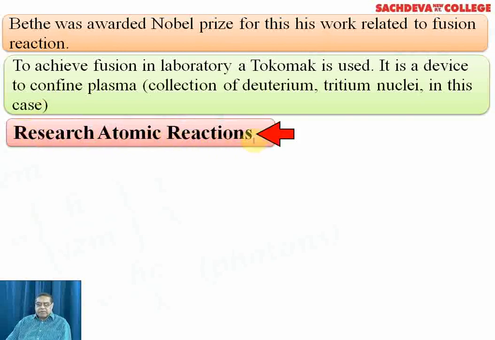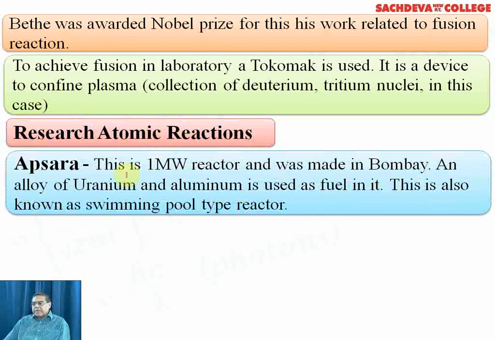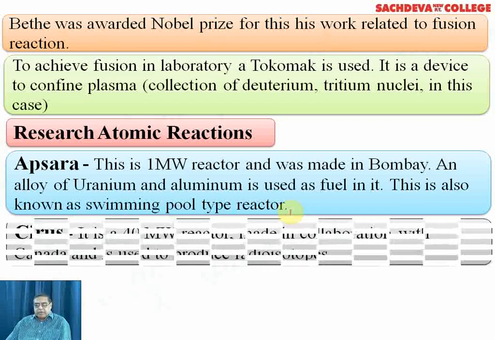Research atomic reactions, they are normally the Apsara reactor. It was made in Bombay, so it is installed in Trombay. This is a 1 megawatt reactor, meaning it can generate power equivalent to 1 megawatt, that is 10^6 watts. An alloy of uranium and aluminium is used as fuel, and this is also known as a swimming pool type reactor. We can have more idea about these reactors when we proceed in the advanced study.